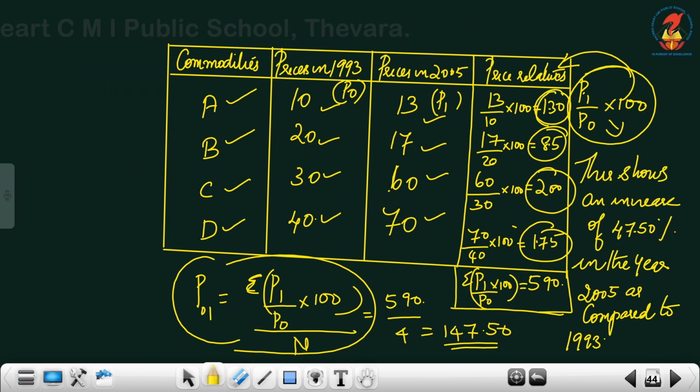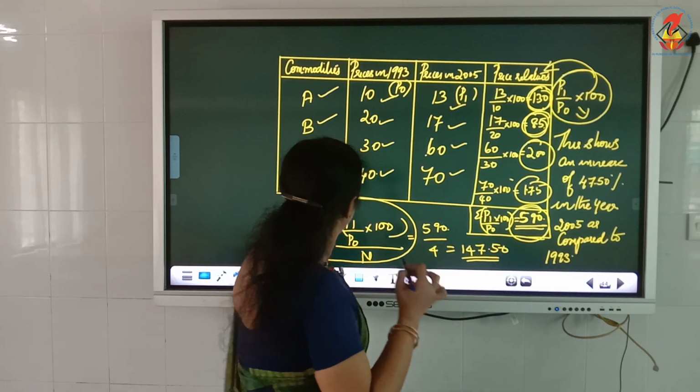You have to find out the total of all the price relative. Now the total of all the price relative is 590. That means you have to add 130, 85, 200 and 175. So you will get the value as 590. Now apply the formula.